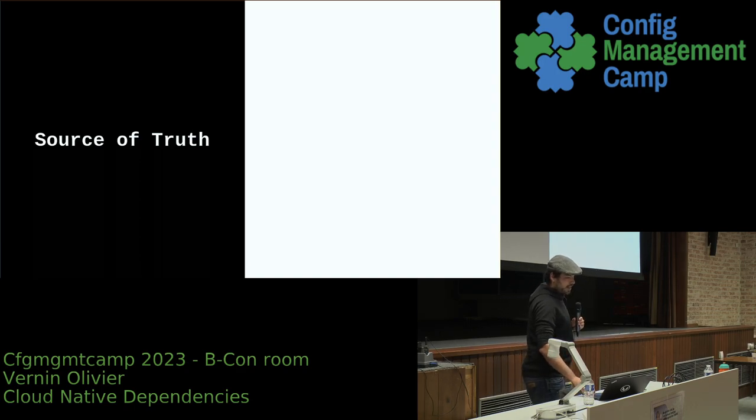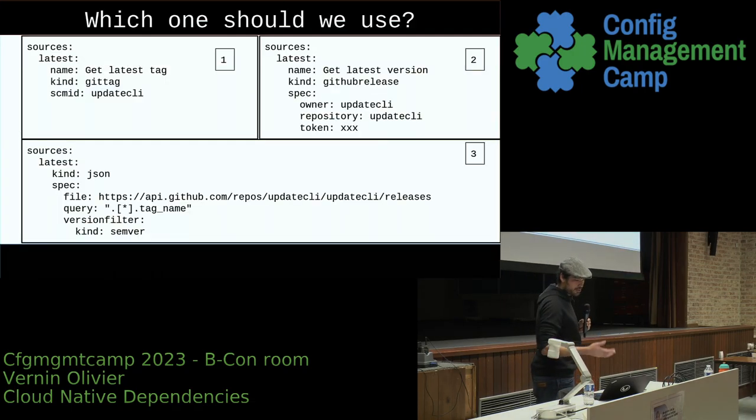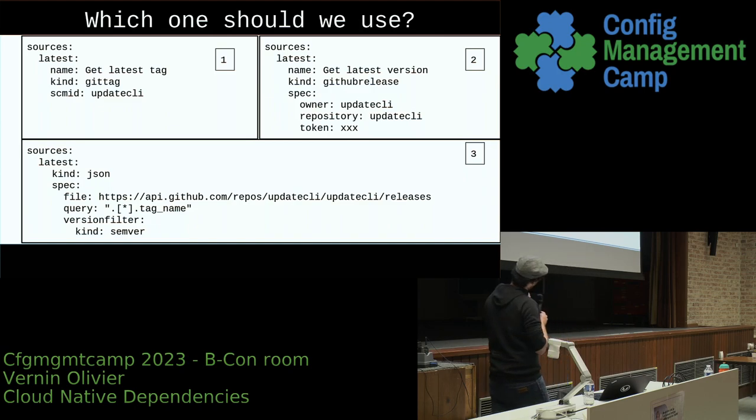Another topic that I often face when it comes to automation is what the source of truth of the project is. Is it the Git repository? Is it a Git tag? Is it Docker Hub? These are three different updatecli manifests that we can use to achieve the same thing. And they all have specificities. That's one of the challenges I face: sometimes you really need to understand how the project is working.